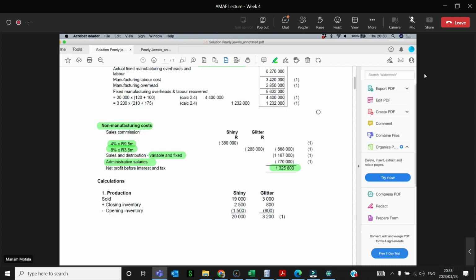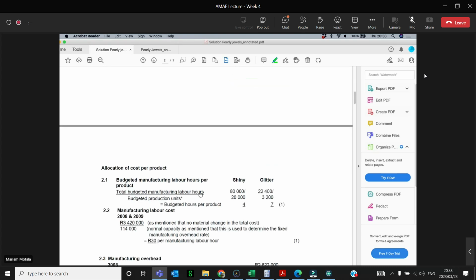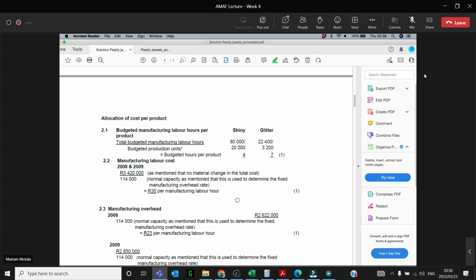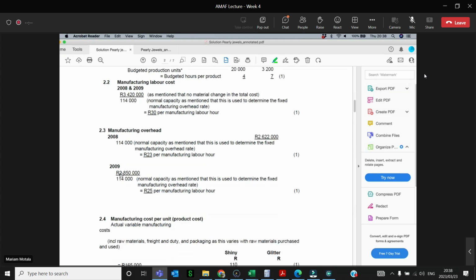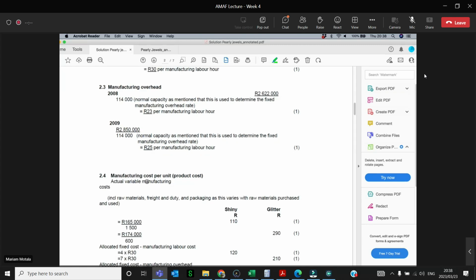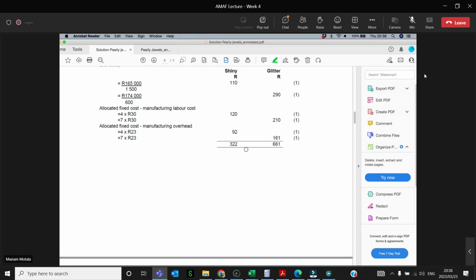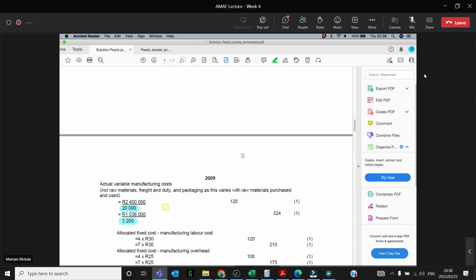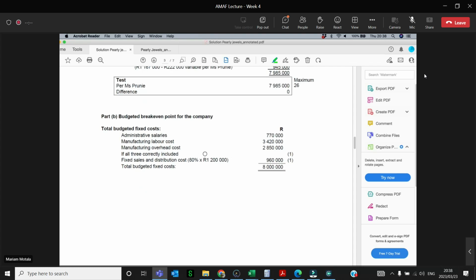But the majority of the marks would have been sitting in coming up with the computation, looking at the allocation, coming up with the allocation rates, differentiating between 2008 for opening stock and 2009 for current production, allocating it, coming up with the cost per unit in 2008, coming up with a cost per unit in 2009. And then the second question was super easy because we already saw the sales mix.